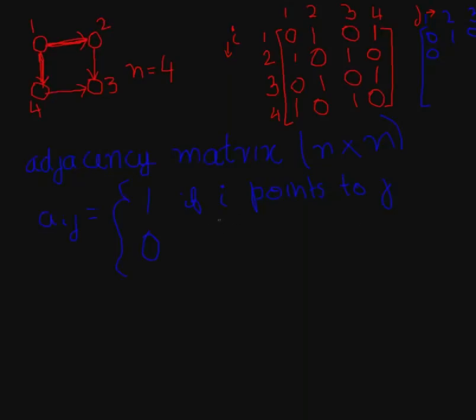It's no longer if i is connected to node j, it's if i points to node j. And we can fill the rest of the matrix. Node 2 is not connected to itself or does not point to itself. So there's going to be a 0 here. Node 2 does point to node 3, so there's going to be a 1 here. Node 2 does not point to node 4, there's going to be a 0 over here.